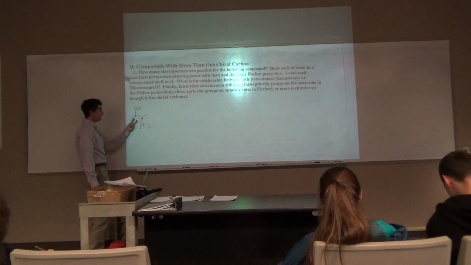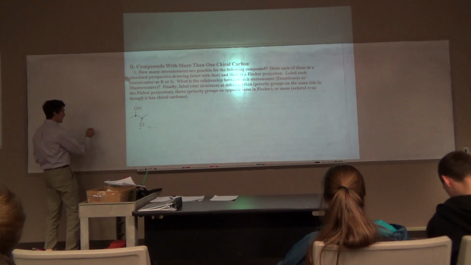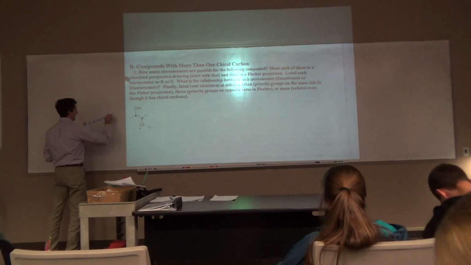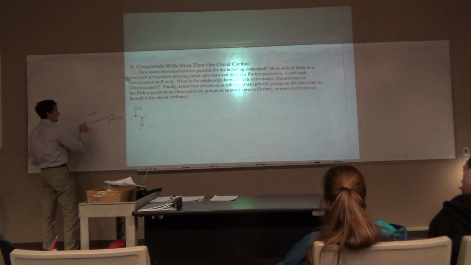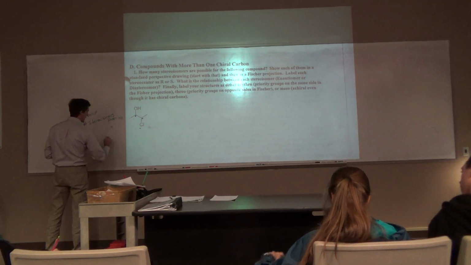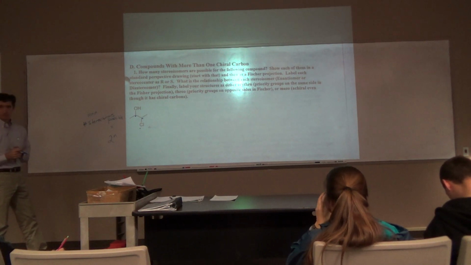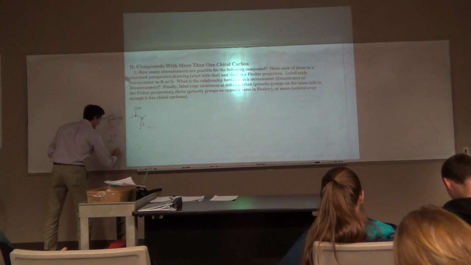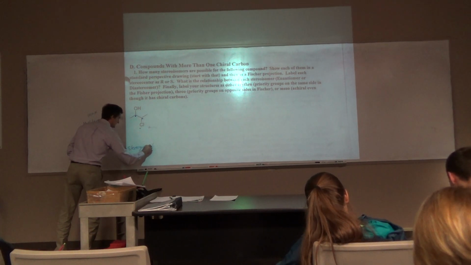What about if we have 2? How many stereoisomers? There's a little formula. Number of stereoisomers possible, maximum number, because it could be less, equals 2 to the n power, where n equals number of stereogenic sites.